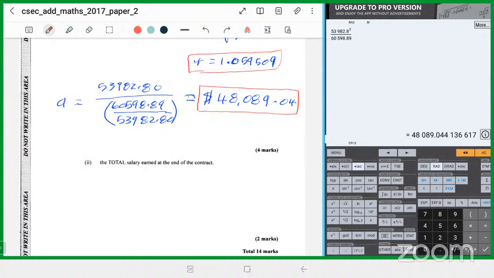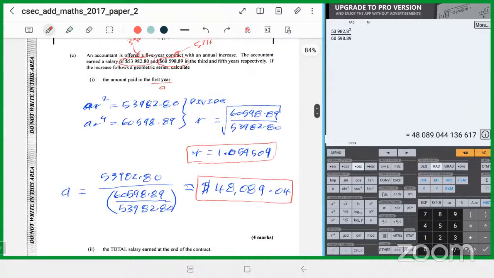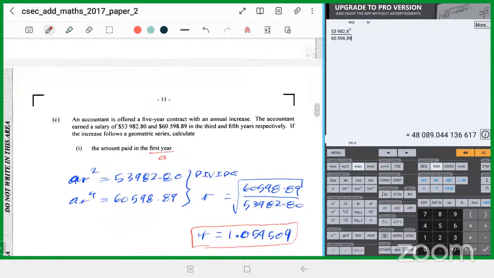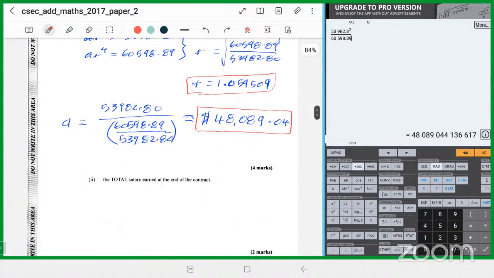So that is the salary. The first year plus the second year plus the third year, you want the sum of all the salaries earned. So how many years did he work for? The contract was for how many years? So you can know how many terms, how many times he was paid. He was offered a 5-year contract. So you want the sum to 5 years.